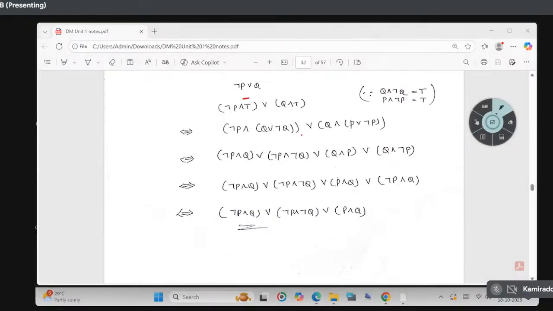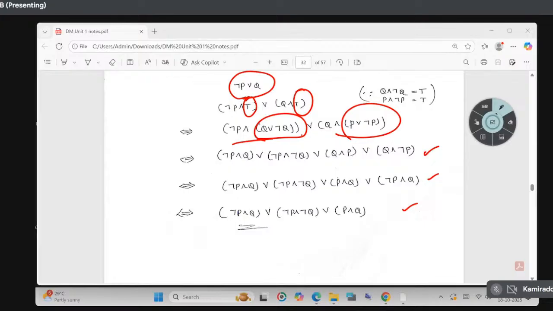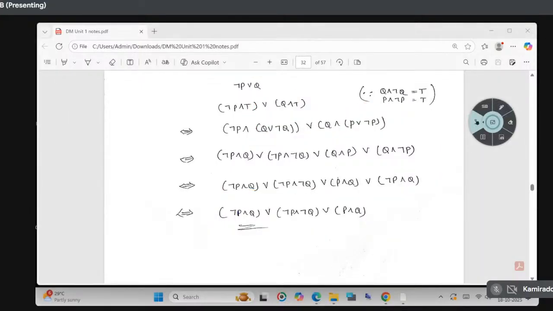So instead of negation P or Q, we write negation P and T, or Q and T. These values we are substituting: for P we substitute Q, for Q we substitute P. Again we elaborate the terms and summarize with minterms. That is our final solution for PDNF. Clear?